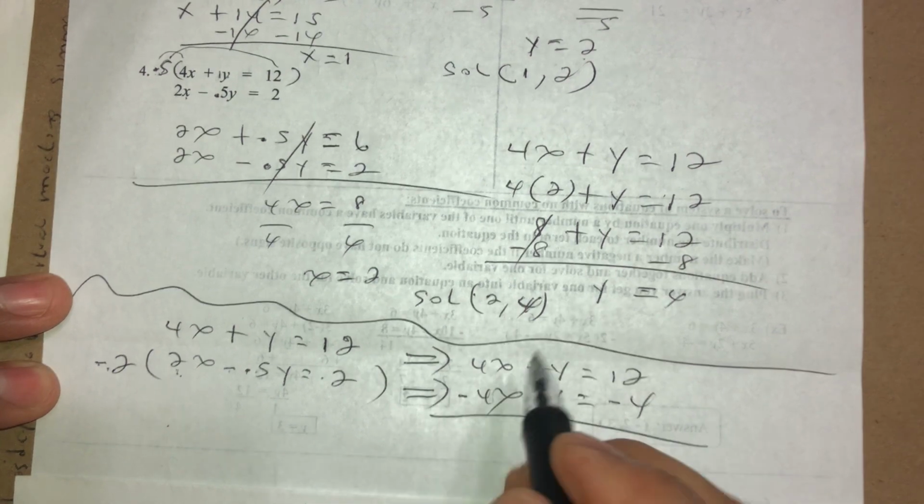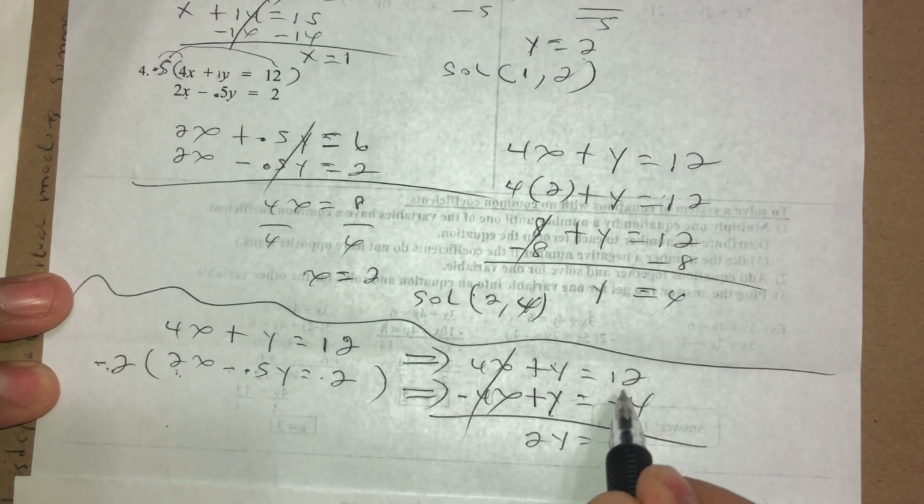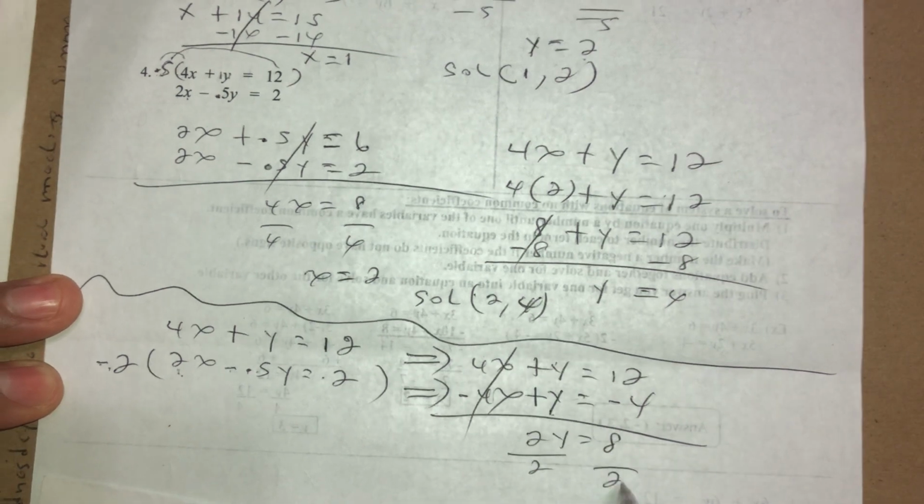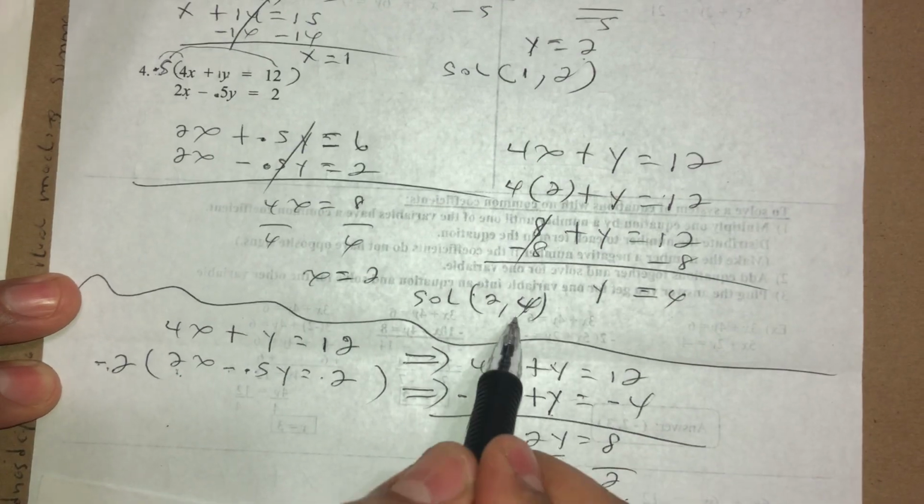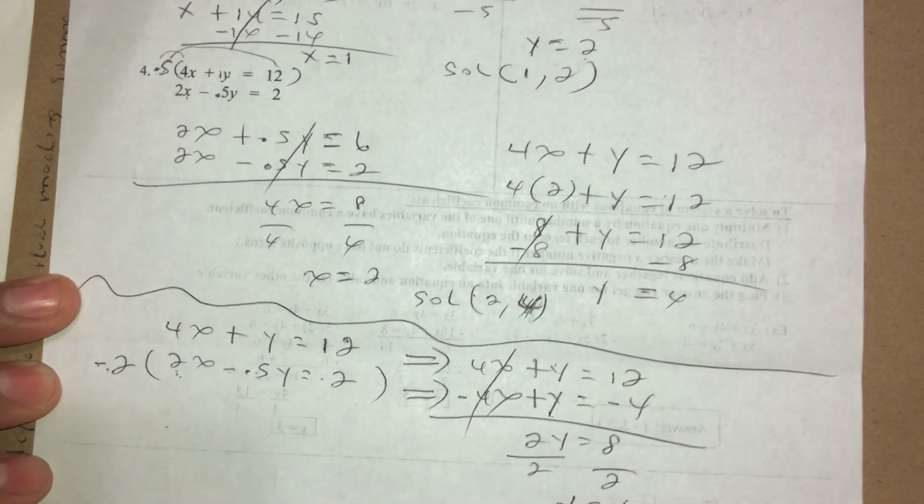All right, so I cancel my x. y plus y is 2y. 12 minus 4 is 8. And if I divide by 2, y equals 4. The same one as up here. You see that? Same. It doesn't matter which way you go.